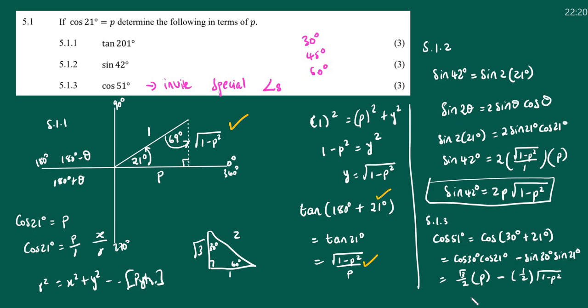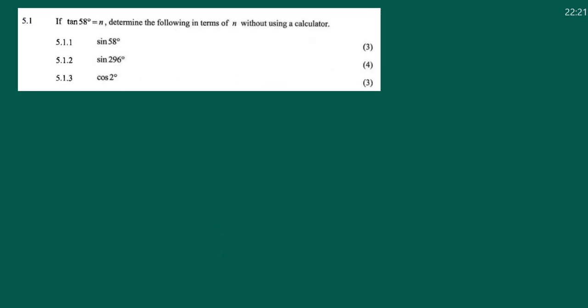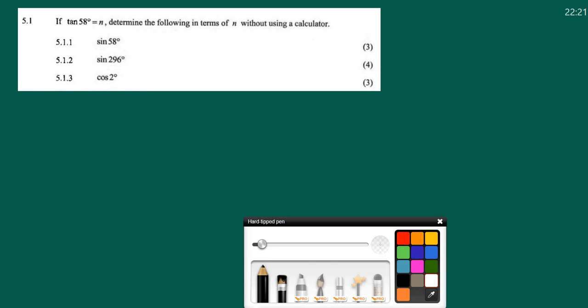I hope we understand it. That is how we deal with them. You always ask yourself, is it an angle bigger than 90? If it is, use the reduction formula. If it is an angle less than 90, ask yourself whether it's a double angle. And then if it's not a double angle, you invite the special angles. That is it. Let's go to the next one. You'll see that we're going to apply exactly the same thing.